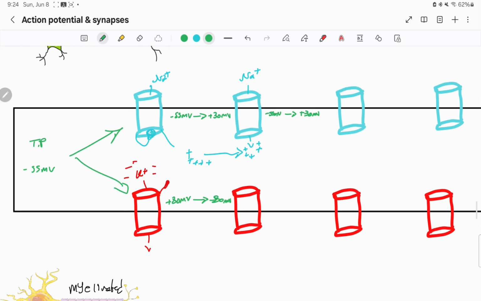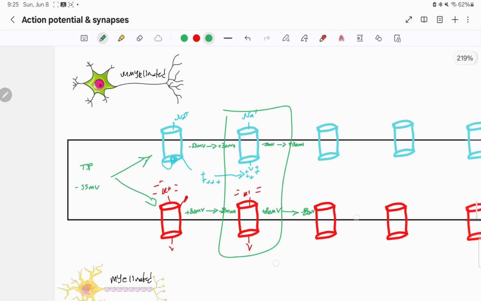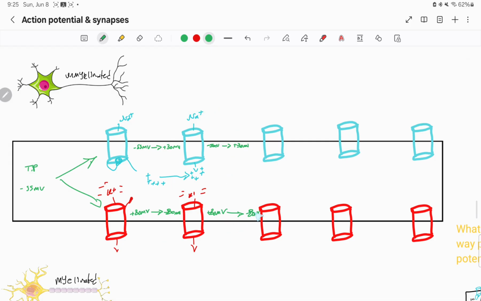And then the inactivation gate will finally close. The activation gate will still be open, but at that same moment, the potassium voltage gated activation gate will finally open. Potassium will then start going down its concentration and electrochemical gradient until it makes the cell super negative, bringing us from positive 30 millivolts all the way down to negative 80 millivolts. So now this portion of the membrane underwent an action potential. Guess what?